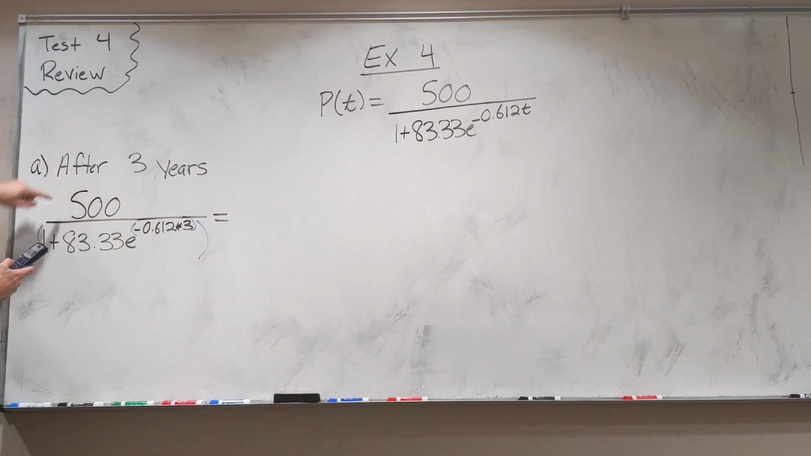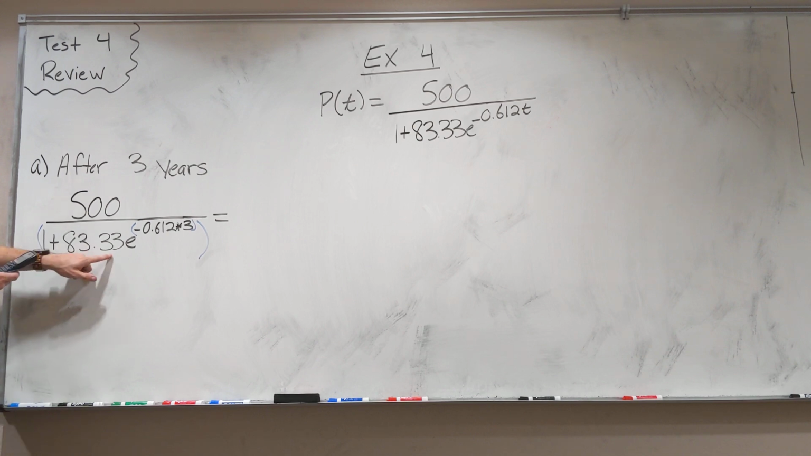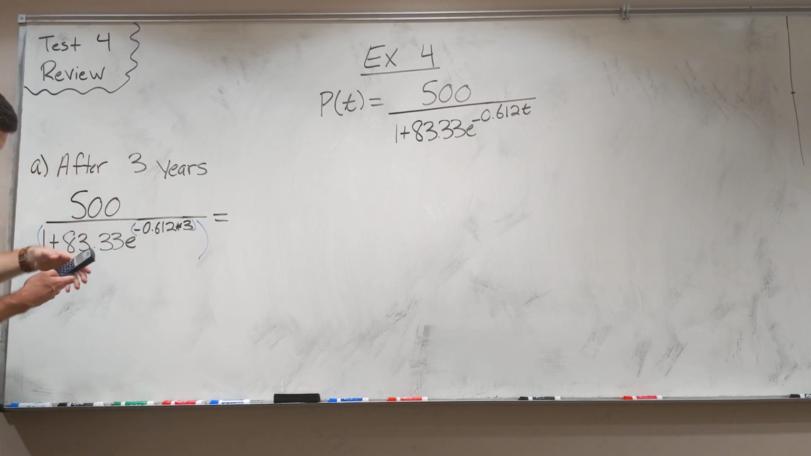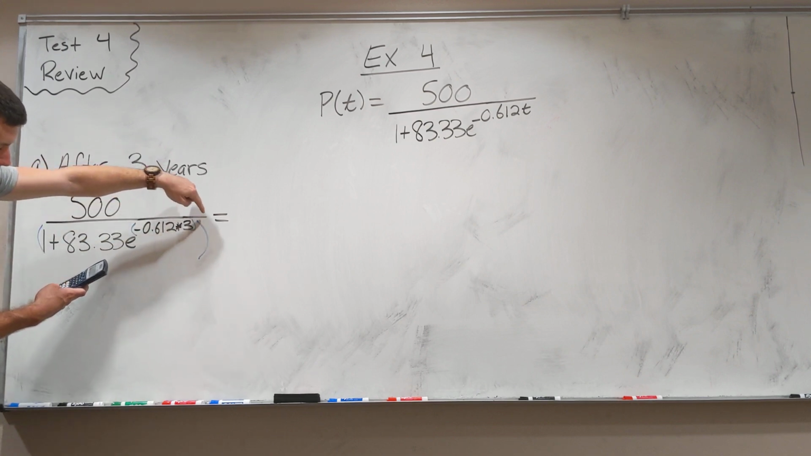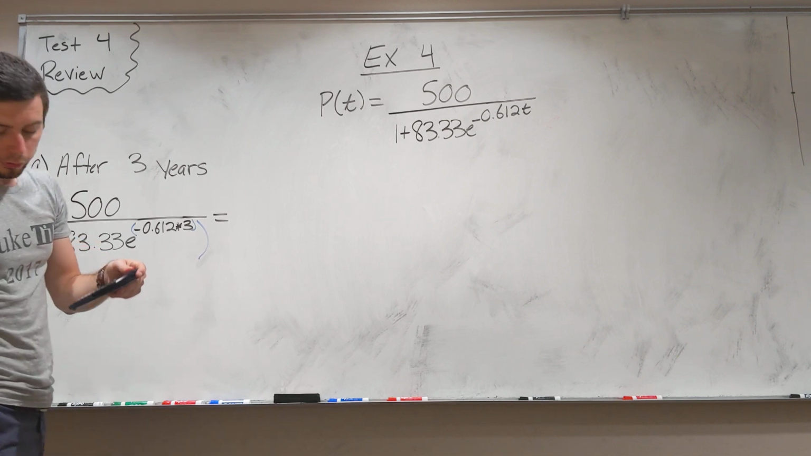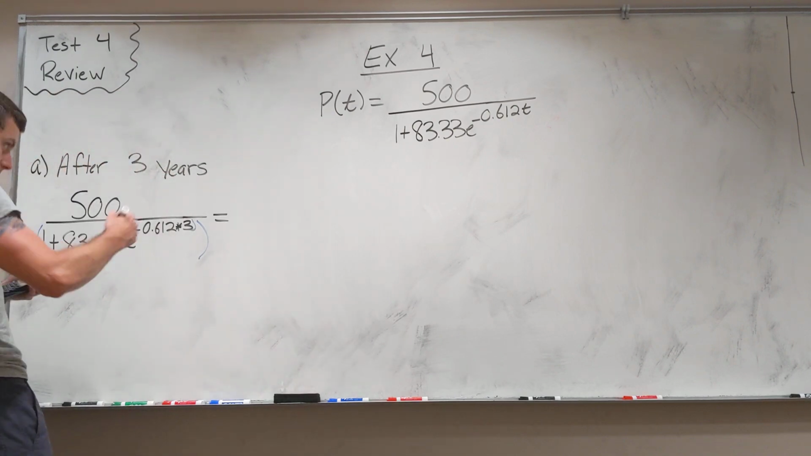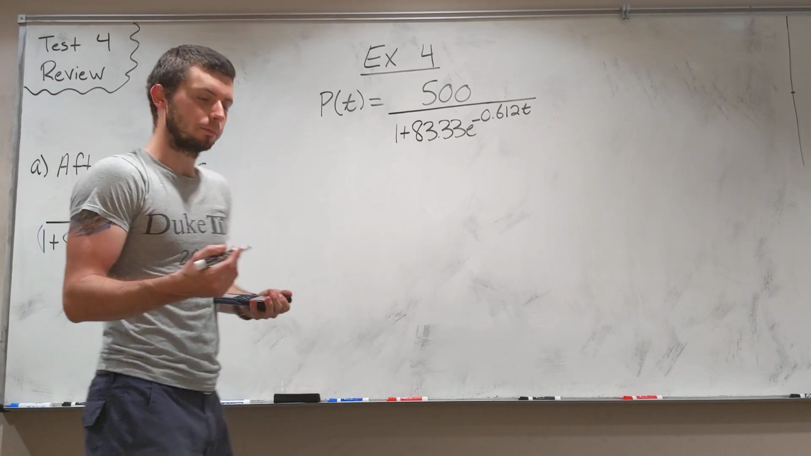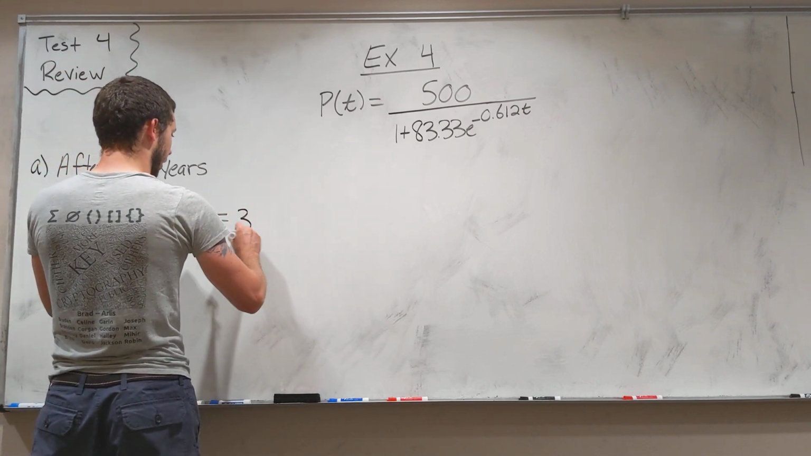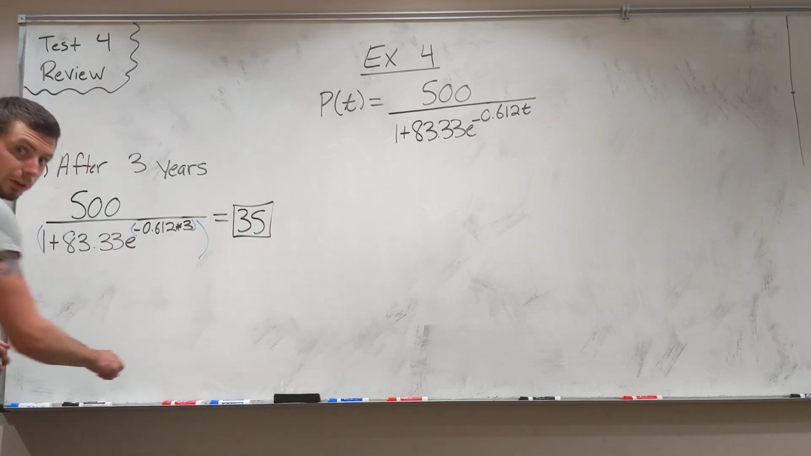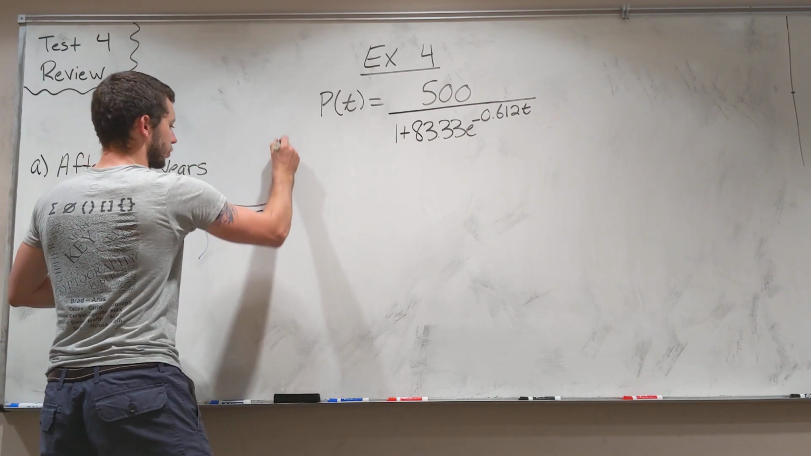So 500 divided by open parenthesis, 1 plus 83.33, and then e, it opens up a parenthesis for you, so that's convenient. Negative 0.612 times 3, close parenthesis, close parenthesis. And I get 34.996. We are going to round to the nearest whole number, so I'm going to round this up to 35. So make sure, if anything, you are okay with that first part, which should be manageable.